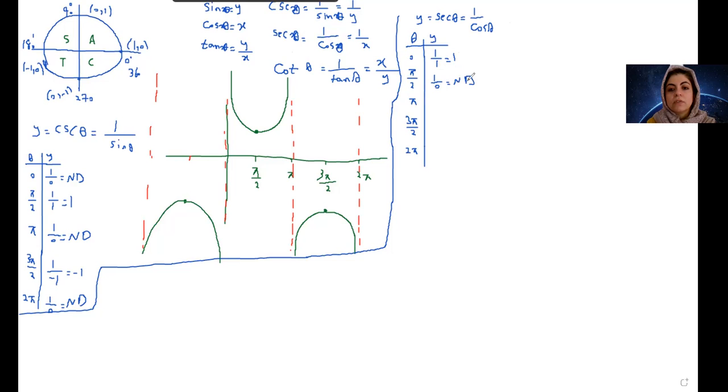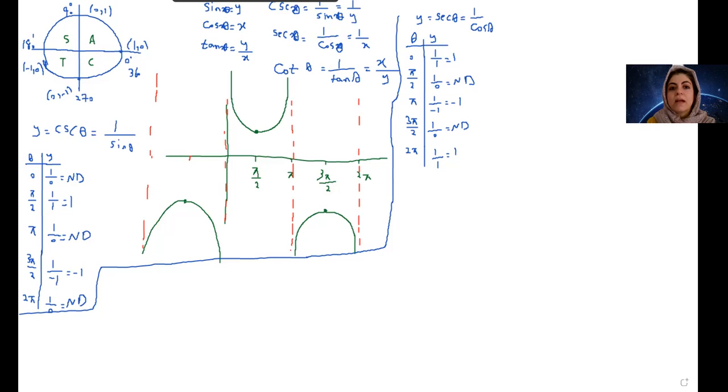Do it for 180 degrees or pi. What is the secant of pi? 1 over what? Negative 1. 1 over negative 1 is negative 1. For 3 pi over 2, 1 over 0, which is not defined because the 0 is in the denominator. For 2 pi, it is 1 over 1, which is 1. 1 over 1 is 1.